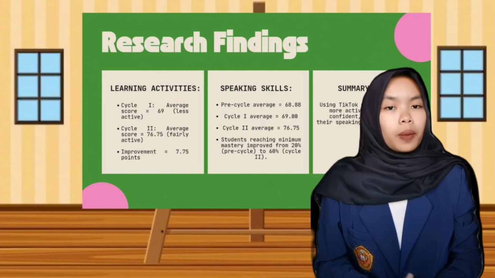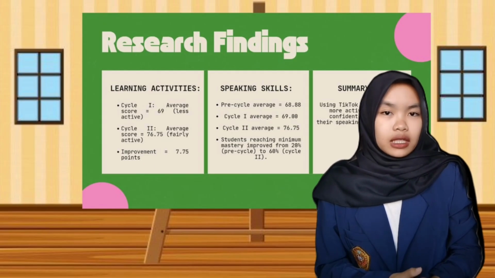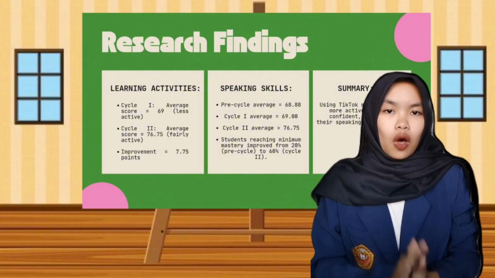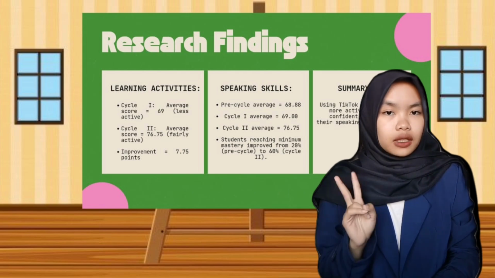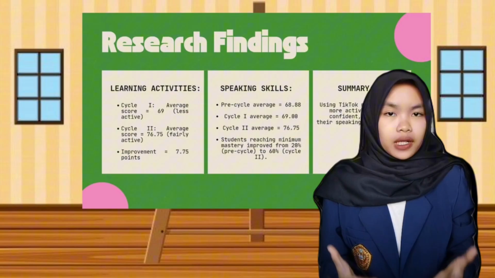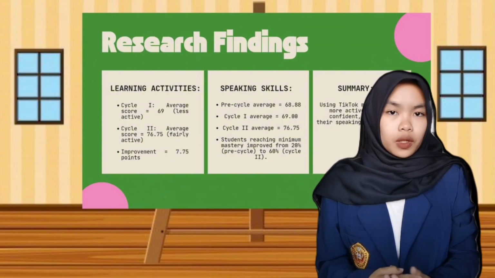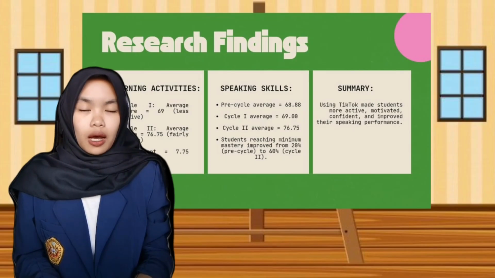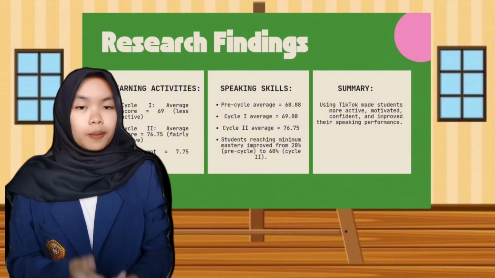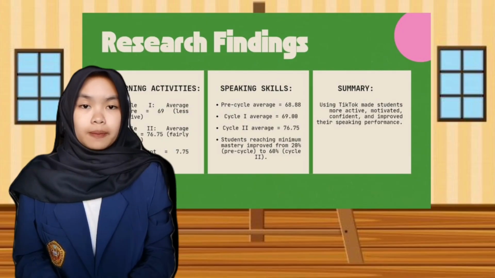Before the treatment or pre-cycle, the average score was 68.88. This slightly increased in cycle 1 to 69 and saw a more significant improvement in cycle 2, reaching 76.75. Also, the percentage of students who met the minimum mastery criteria rose from 20% to 60%. To sum it up, the study found that using TikTok made students more active, more motivated, and more confident, which in turn helped improve their speaking performance.